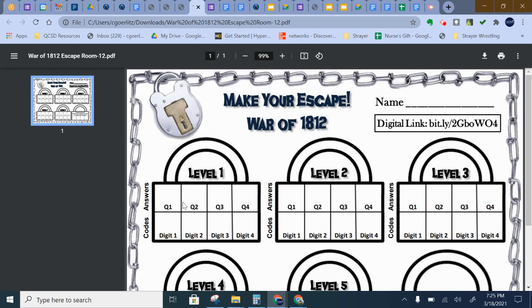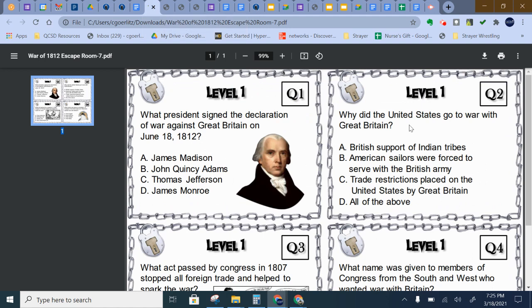What I suggest you do is write these answers in pencil, because if you don't do them in pencil and you make a mistake, it'll just look a lot messier. It could get confusing for you. So here's what you are going to do. The first thing that you are going to do is answer these 4 questions. So level 1, the first question, and this is Q1, question 1.